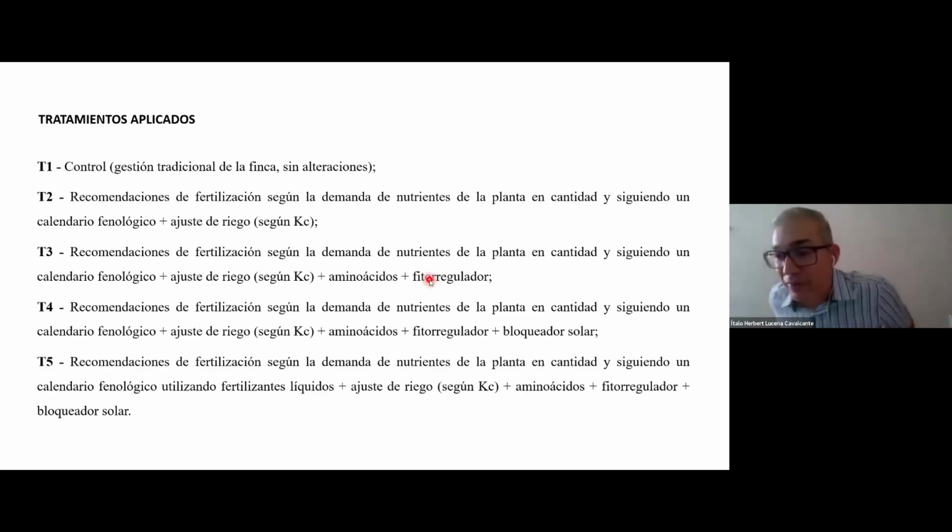This is a very relevant issue that you need to keep track of. The incorporation of amino acids is for spraying. On several of these experiments, we applied this because we wanted to stimulate the growth system. That's why we added amino acids. T4 includes fertilization, irrigation adjustments, amino acids, plant growth regulator, and we also added a sunscreen. T5 was different because we recommended certain actions based on plant nutrient requirements, but it followed a phenological calendar using only liquid fertilizers.